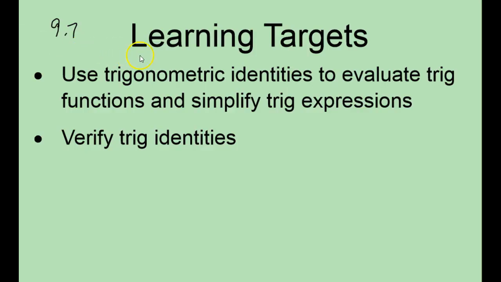So now looking back at our learning targets, we used some trig identities to evaluate trig functions and to simplify some trig expressions. Then we were verifying these trig identities. Now when we're looking at these verifications, they're a lot like geometric proofs in that there's more than one way to get there. So you just have to mathematically explain how did you verify and what did you do.